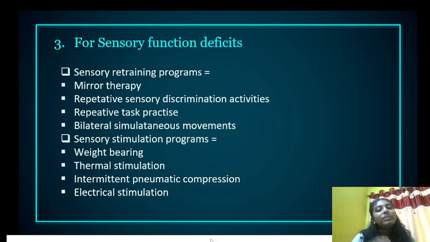Thermal stimulation should be done with precaution, as there is some type of sensory deficit. If it is too hot, they may not be able to tell, and it can cause burns. So it should be done with precaution. Intermittent pneumatic compression is for pressure sense. Electrical stimulation also should be done with precaution, because it has the same effect. It can cause burns or something like that.